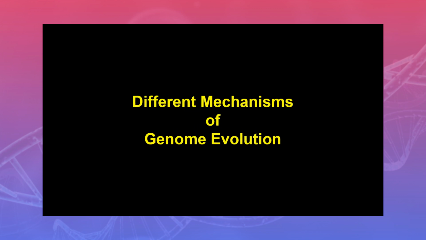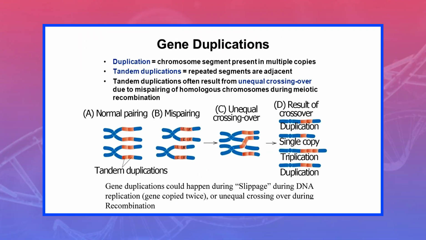Dear students, let's understand the different mechanisms of genome evolution. Let's discuss gene duplication. When a particular DNA region is duplicated, gene duplication can occur through recombination, transposition, aneuploidy, polyploidy, and replication slippage, that is DNA replication error. Gene duplication via recombination occurs when there is an irregular crossing over at the time of meiosis, that is the reductional division by which the gametes are formed.